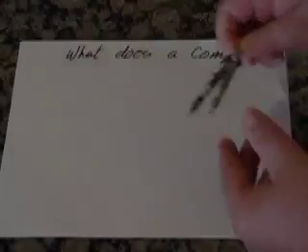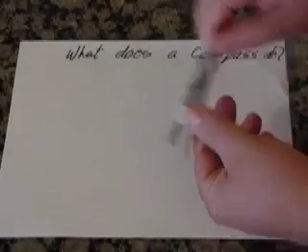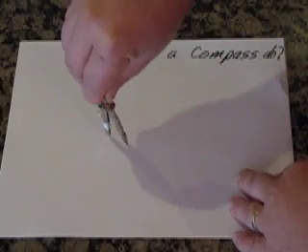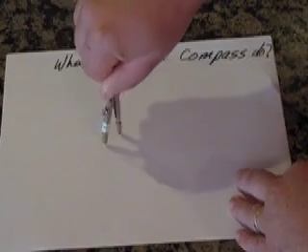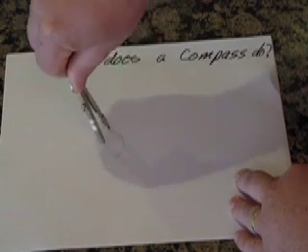I made a video for you guys and I hope you enjoy it. It's hopefully going to help you with doing some basic constructions. Okay, here it goes. So what does a compass do? A compass essentially makes circles. But why is making a circle important?